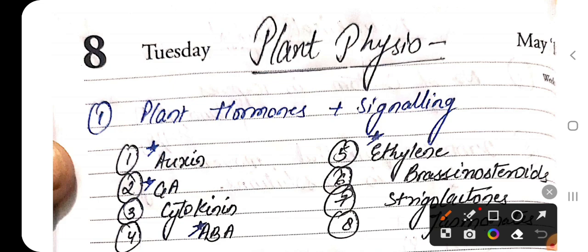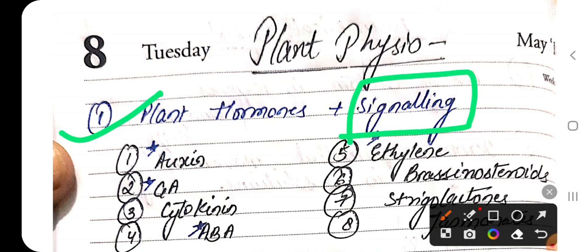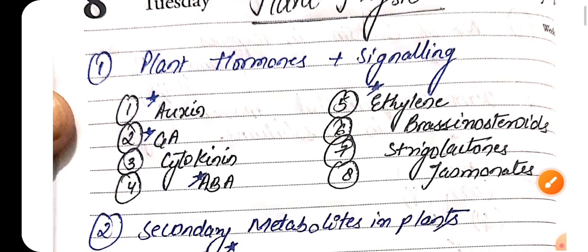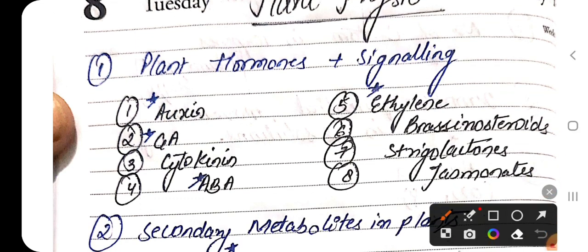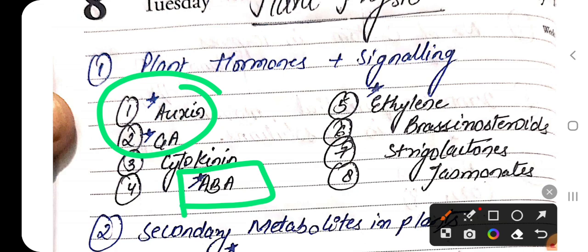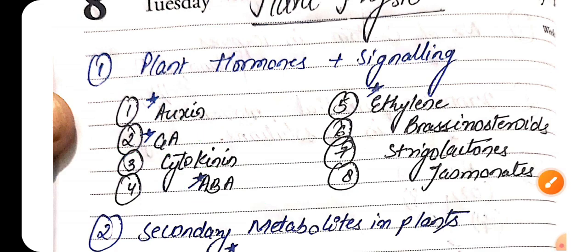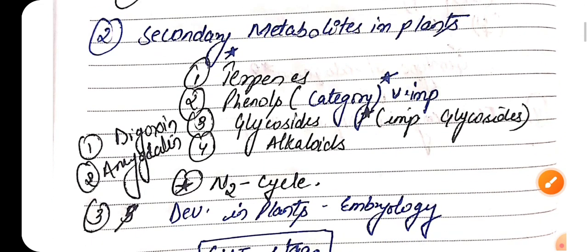So first of all, very important are your plant hormones along with their signaling. Out of all the plant hormones which I have listed, that is auxin, gibberellic acid, cytokinin, abscisic acid, ethylene, brassinosteroids, strigolactones, jasmonates, three I considered important: auxin, gibberellic acid, and ethylene. And from abscisic acid, you should read the aspect of stomatal opening and closing, which will be very important for your exam.